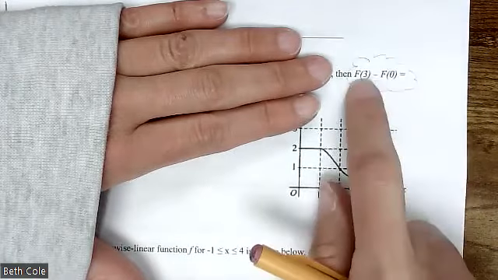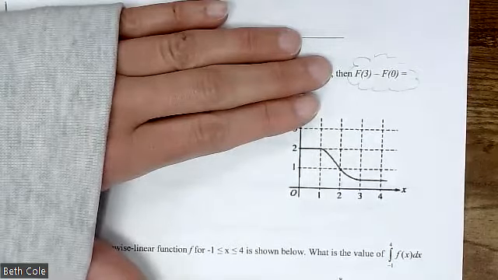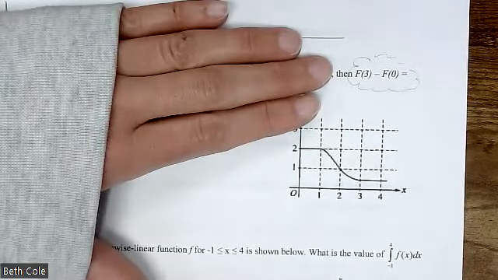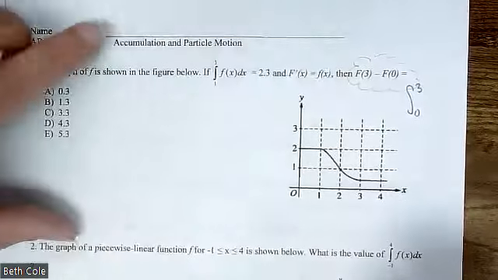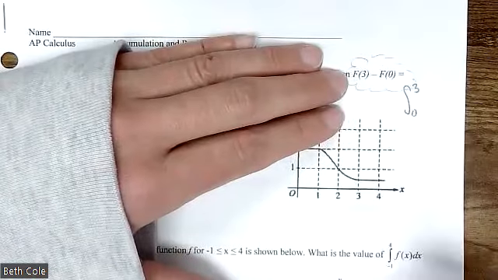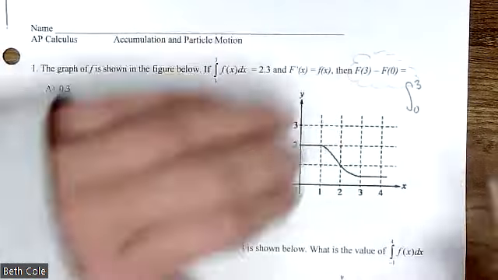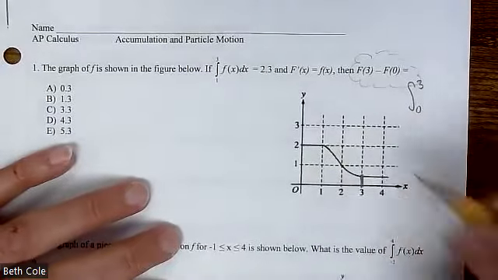And what does this mean? Area, good, perfect. From where to where? Well, from 0, perfect. Okay, we got there. It's the integral from 0 to 3 of this graph. You don't really need to read through all of that. It's just confusing, is my opinion. So integral from 0 to 3. So we want the area from 0 to 3.